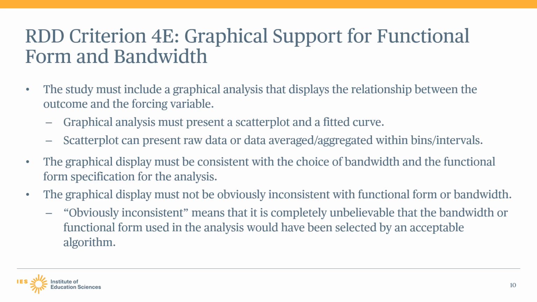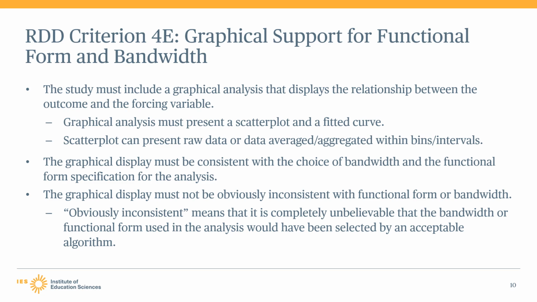This graphical analysis must include a scatter plot and a fitted curve, where the scatter plot can present raw data or data averaged or aggregated within bins or intervals. Again, the graphical display must not be obviously inconsistent with the choice of the bandwidth and functional form specification used for the impact analysis. If a study uses a particular functional form for the outcome forcing variable relationship, then the study must show graphically that this functional form fits the scatter plot reasonably well.